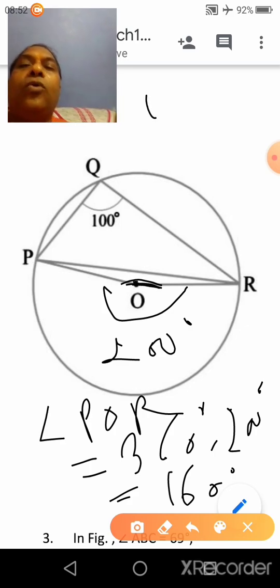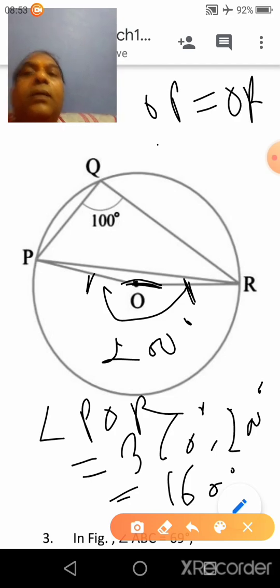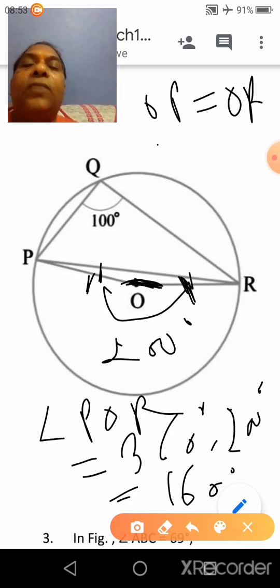So angle POR is equal to 160 degree. Now in triangle POR, OP is equal to OR radii, and we know that if opposite sides are equal, then opposite angles will also be equal, means angles opposite to equal sides are equal. So this angle will be equal to this one. Clear? And this angle is 160, so angle OPR will be 10 degree.